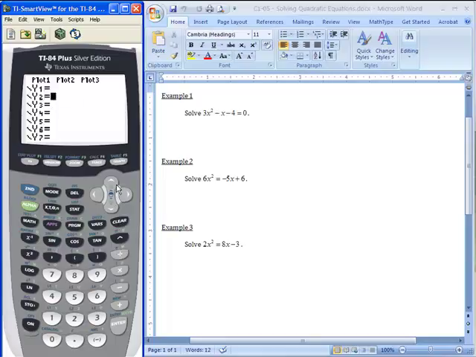Then I'll go back up to y1 and enter in the left side of the equation, which in this case is 2x squared. Once we have that in here, we can press enter, and then we can put the right-hand side of the equation, 8x minus 3, into y2. So I'm going to type in 8x minus 3, and I'll press enter to put that in.